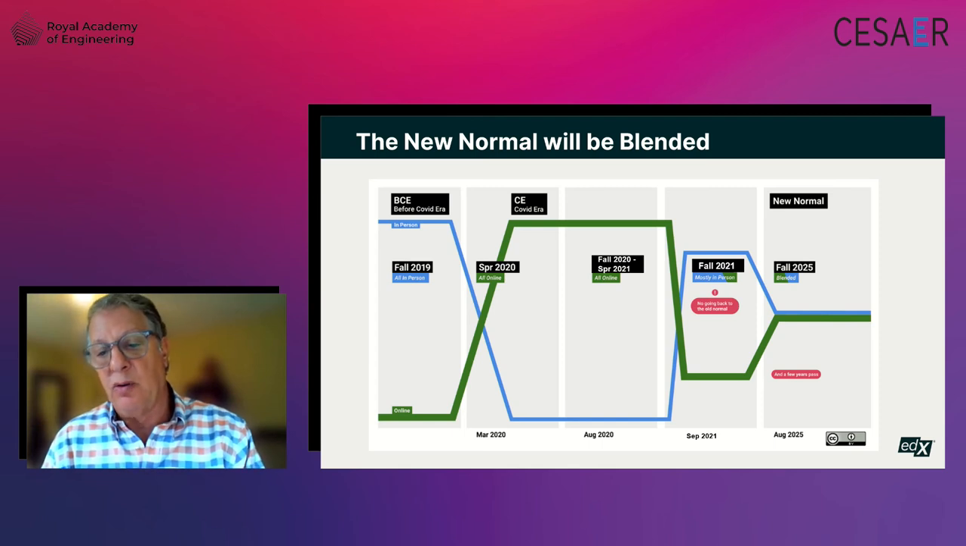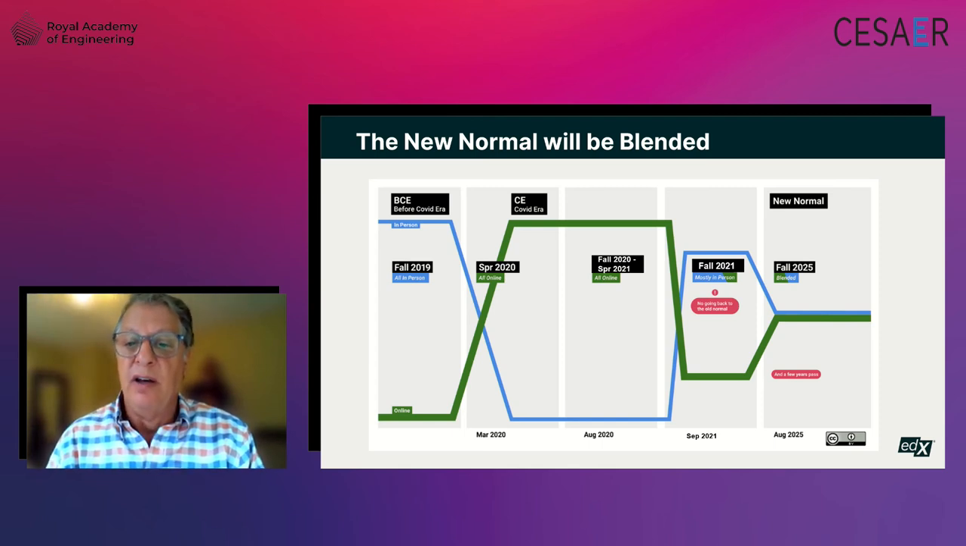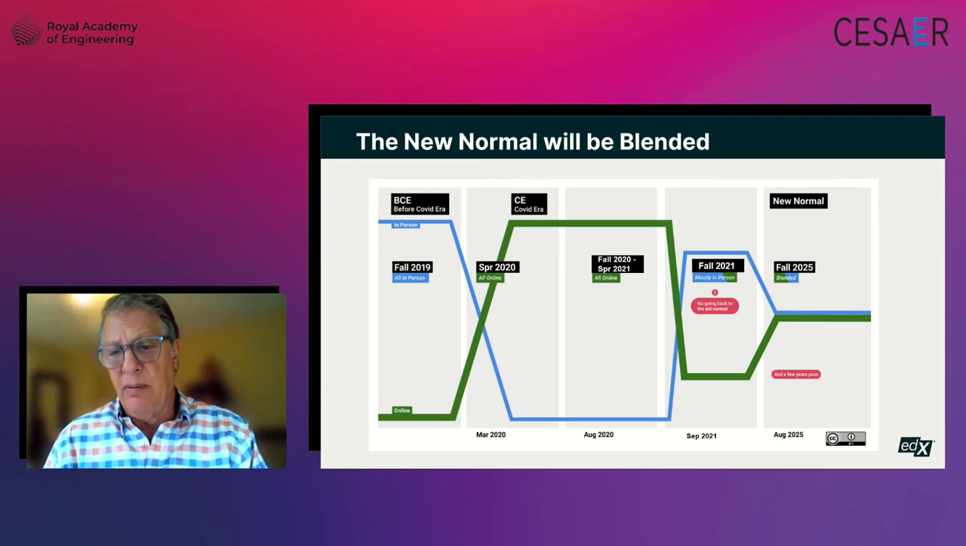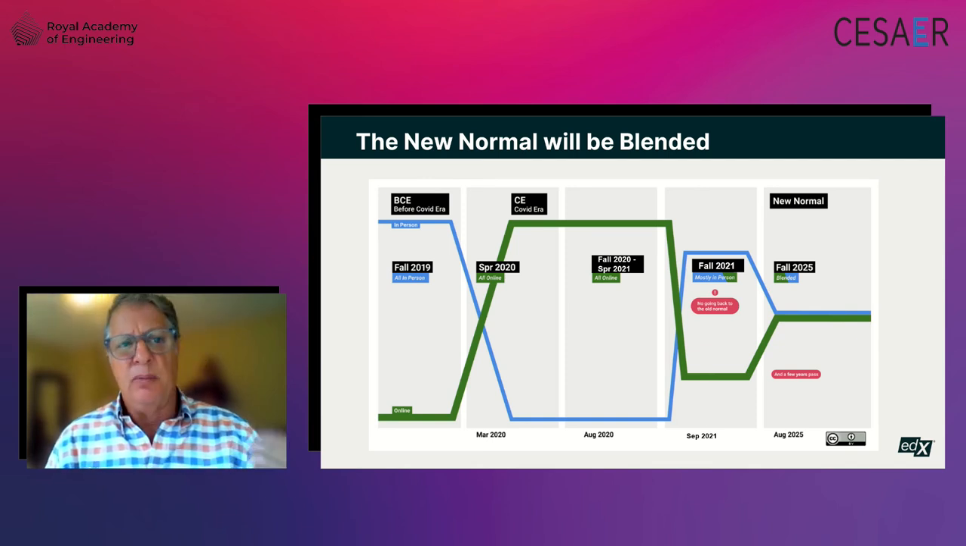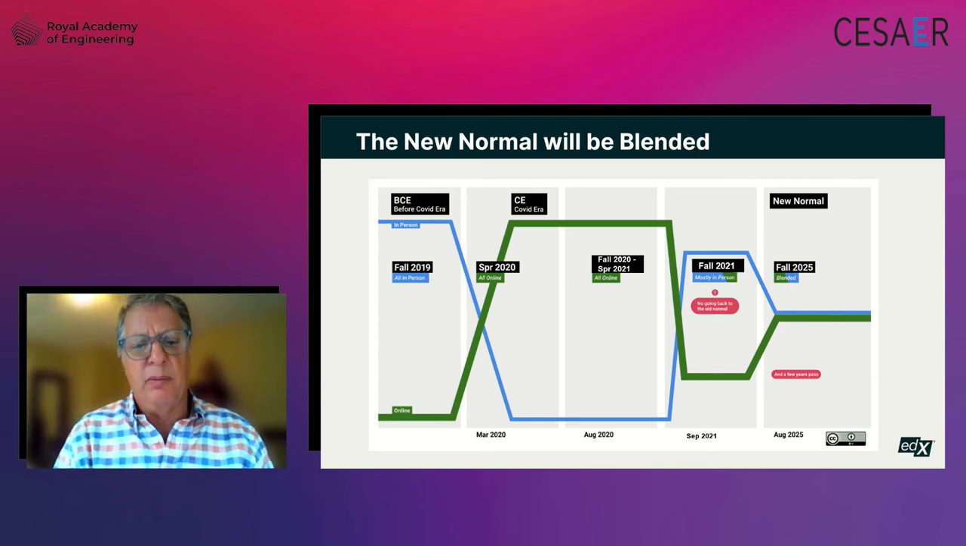If you look at September 21 and then August 2025, we think that we normalize at about 60% on campus and 40% online for your standard campus student. It makes a lot of sense. It expands the seat capacity. It lowers the cost of delivery. It allows for hybrid careers in addition to hybrid learning and gives the professor a chance to let the student pick up the lecture material at the time and place that they want.